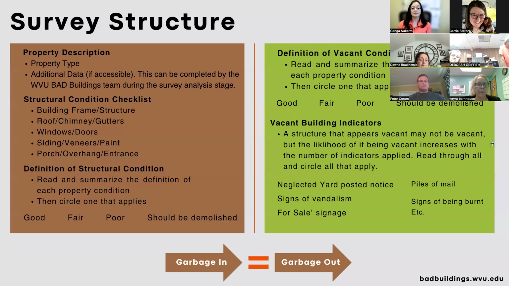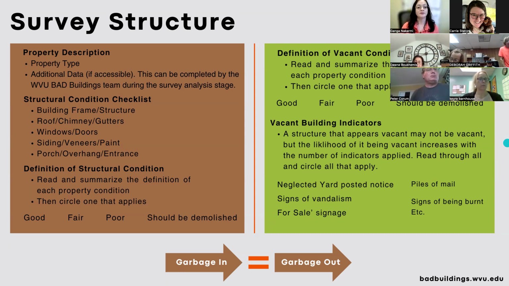The survey structure is divided mainly into five sections. First, property descriptions. In this section, we keep the records about property types. For example, what kind of property is that? Single family property, or duplex, or mixed use, or vacant lot, or any other properties. So this is described by the property descriptions.